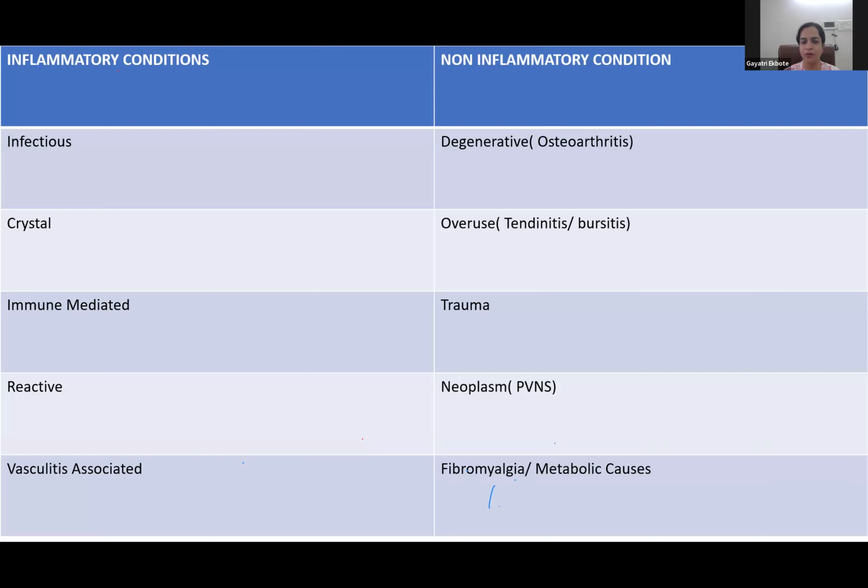Non-inflammatory conditions which are common are degenerative or osteoarthritis conditions. Osteoarthritis is a misnomer: though it has an itis, it is not really an inflammatory arthritis like rheumatoid arthritis. Then you have overuse tendinitis or bursitis, and trauma-related joint pain. Then there are certain neoplasms like PVNS which can mimic inflammatory arthritis conditions. Then the most important condition, especially in corporate hospitals, is fibromyalgia, or metabolic causes like thyroid, parathyroid conditions, and diabetes. They can have joint pains, body aches, etc. But when we actually examine them, these patients will definitely lack the signs of inflammation.